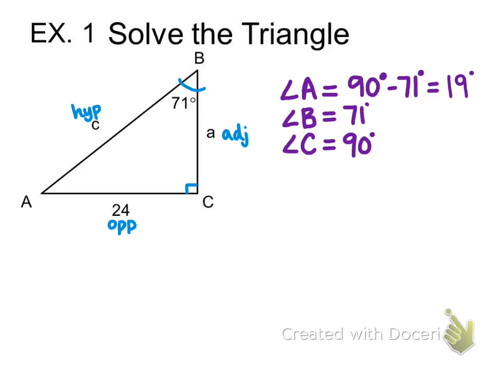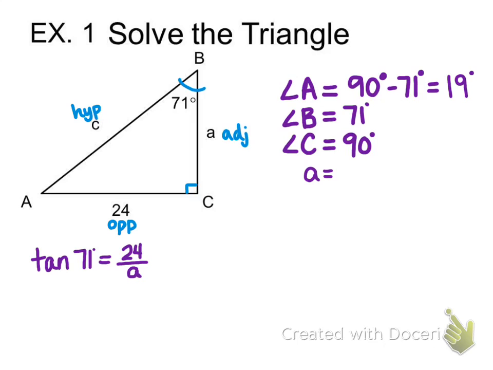Now I'm going to start solving for the sides. For side A, I only want to use side A and the two pieces of information that were given in the triangle. Side A is adjacent, 24 is opposite, and angle B is 71. Since I have opposite and adjacent, that's going to be tangent. So tangent of 71 is going to equal 24 over A.